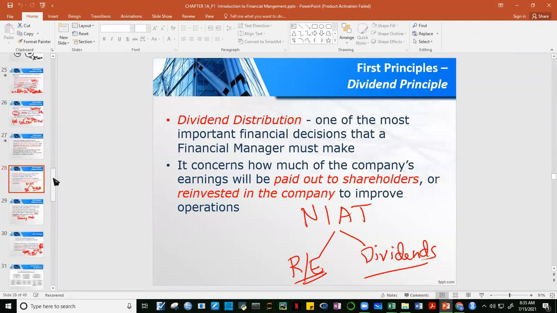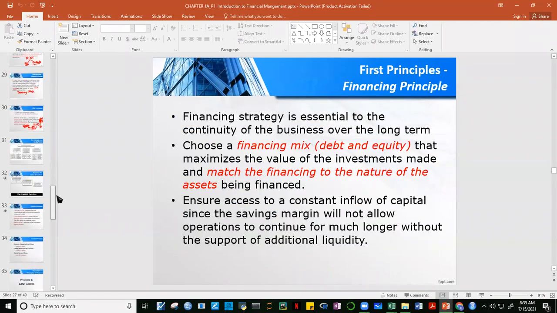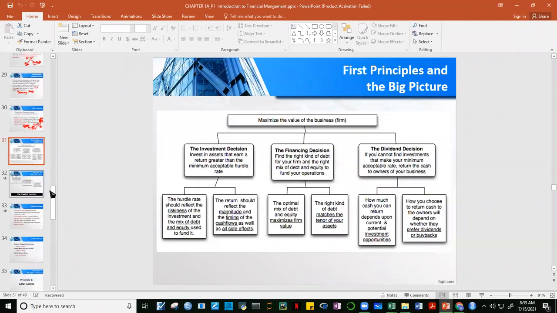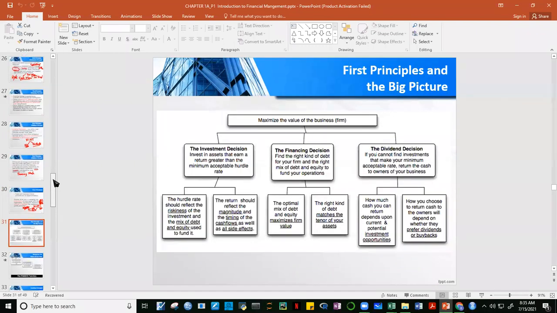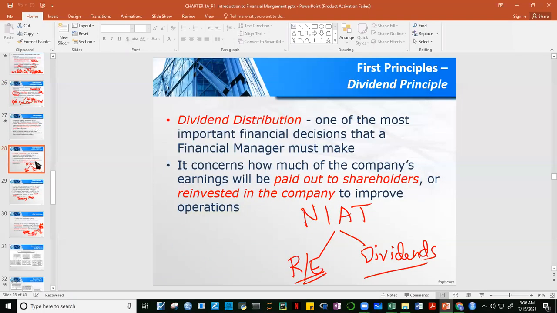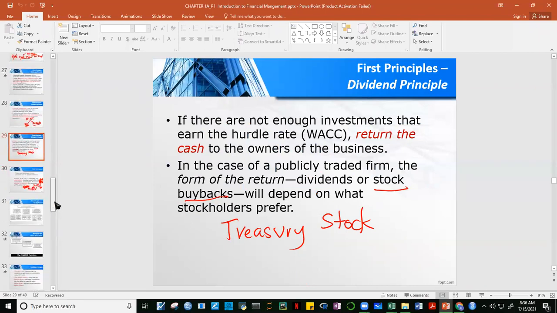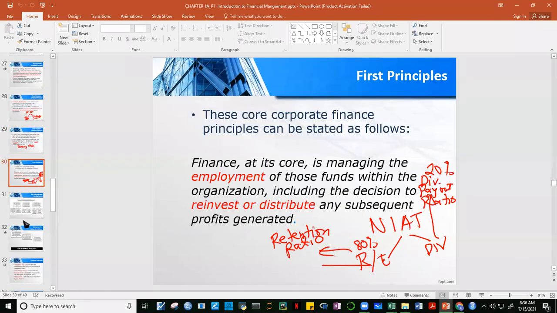May kilala ba kayo, guys, sa ibang section? Saan na sila? Alam niyo ba kung saan na sila? Anyone? May kaibigan kayo sa ibang section and by chance, did you ask them kung saan na yung lessons nila? Anyone? Meron ba?